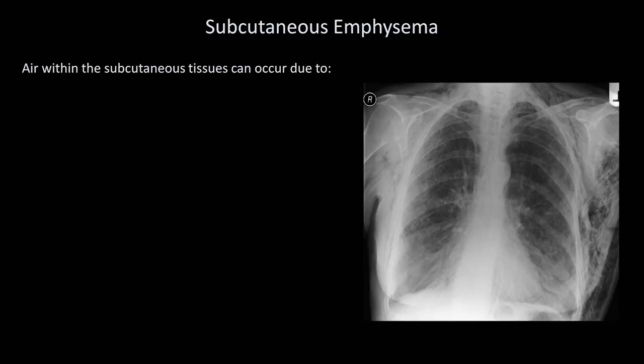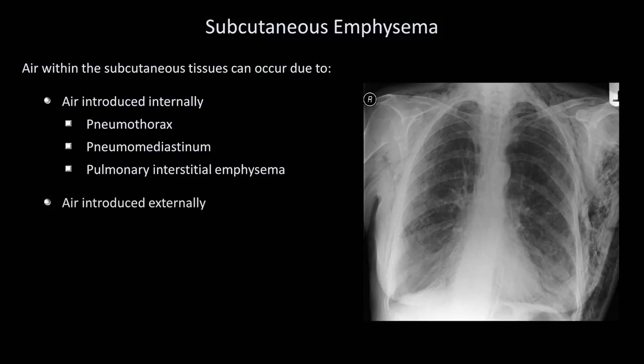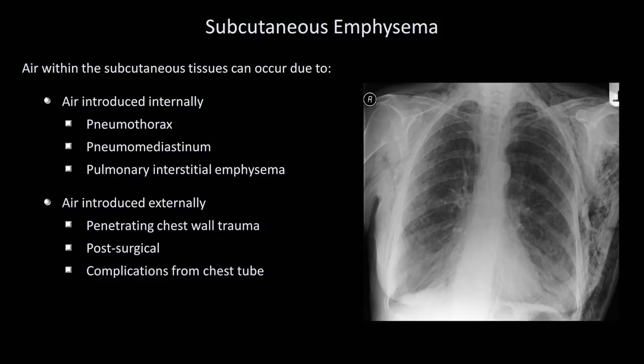Relative to the bones, there is comparatively less to look for in the soft tissues. One quite dramatic abnormality is subcutaneous emphysema, which is air within the subcutaneous tissues. This can occur due to air being introduced from within, as in a dissecting pneumothorax, pneumomediastinum, or pulmonary interstitial emphysema, all of which can complicate positive pressure ventilation. Subcu emphysema can also be from air introduced externally from penetrating chest wall trauma, as a consequence of thoracic surgery, or from complications from a chest tube.